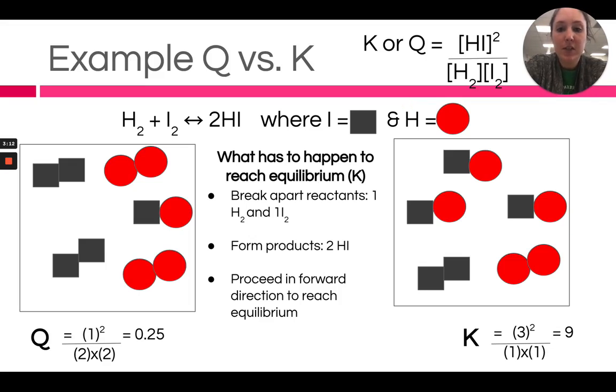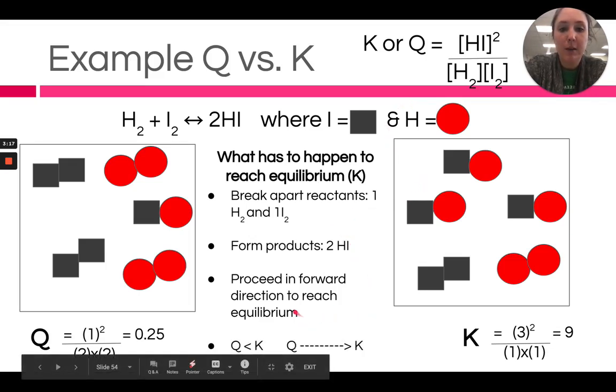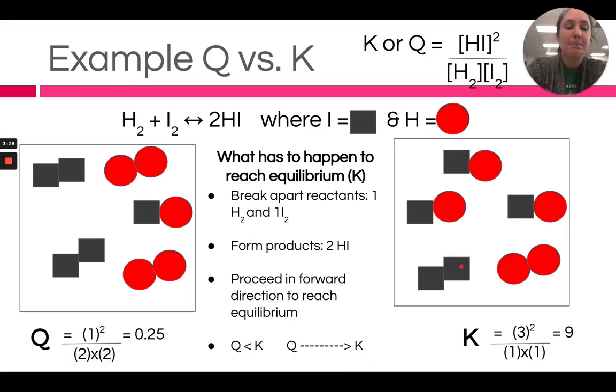We will see that this occurs when Q is less than K. If you think about them on a number line, to make Q look like K, I have to make it bigger. So to make it bigger, I have to form more products from my reactants. All right, let's look at another example.